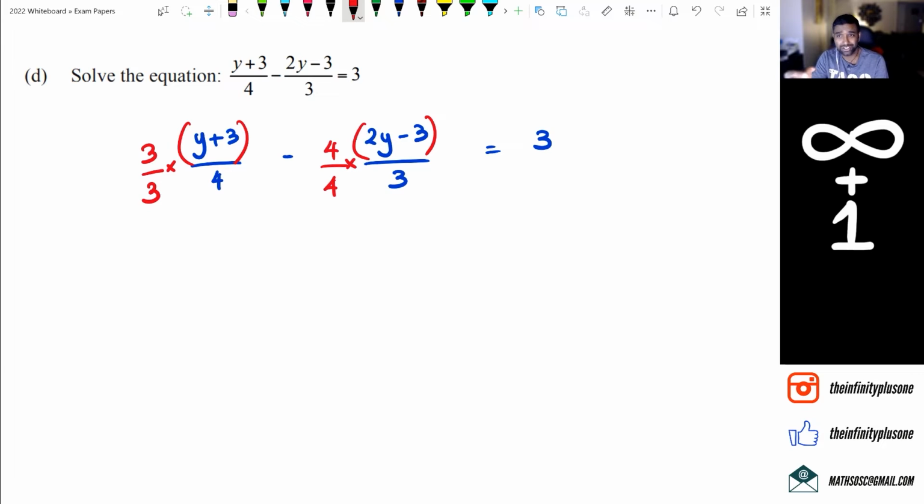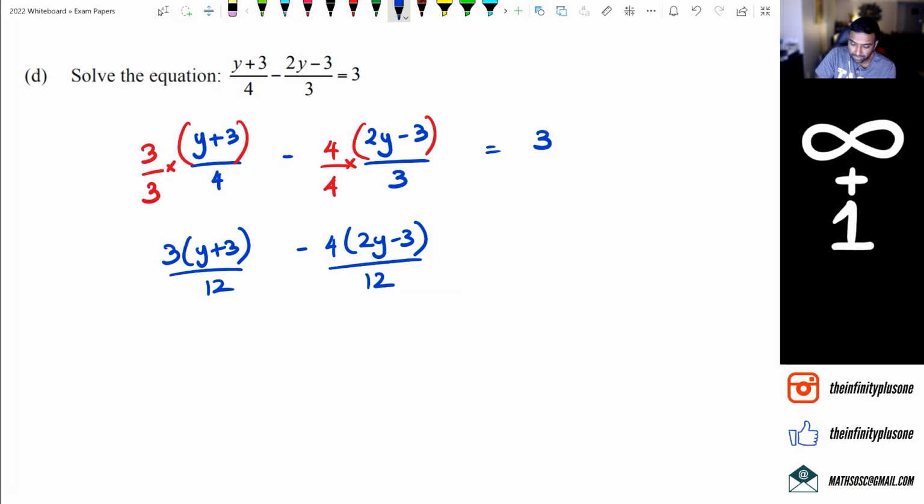If you don't do this, there's a very high chance you're going to end up making a mistake, because you've got to combine the two fractions into one before you can actually go on to solve this question, right? So what do we got? In the numerator, we've got 3 times y plus 3 divided by 12 minus 4 times 2y minus 3 divided by 12 is equal to 3.